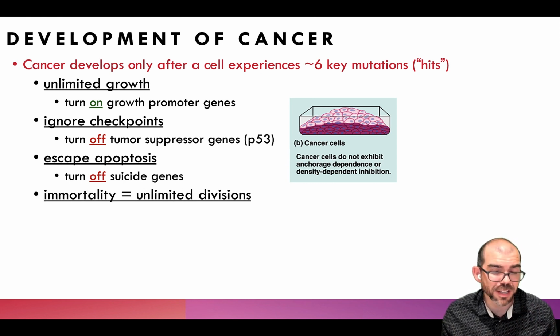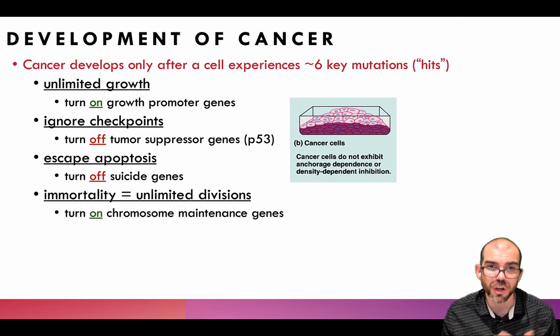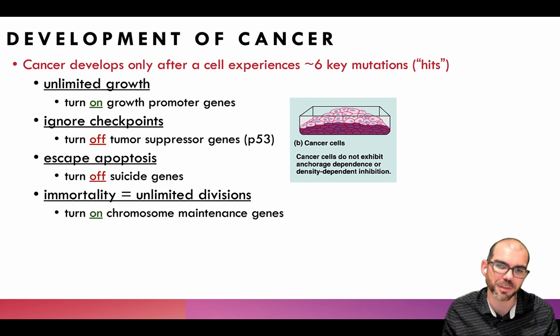It also gains immortality or unlimited divisions. Hopefully you remember from DNA replication that cancer cells have telomerase. They're able to repair the telomeres at the end of their DNA whenever they replicate. That needs to be turned on somehow so that a cell doesn't degrade as it reproduces over time.